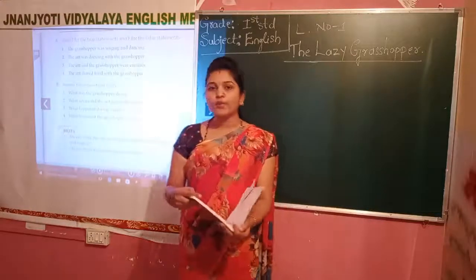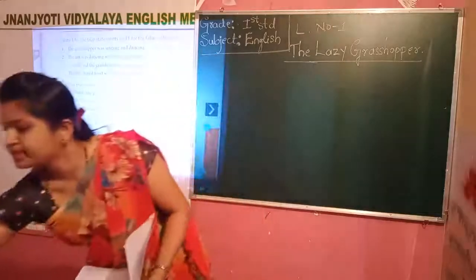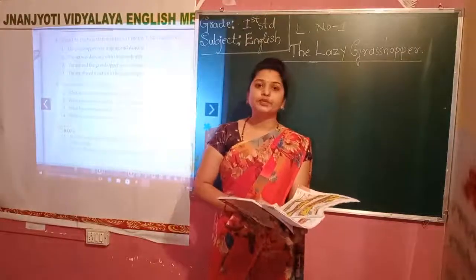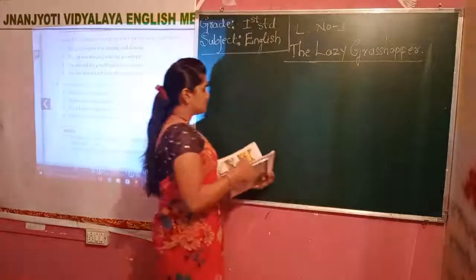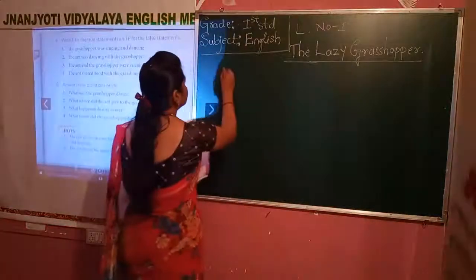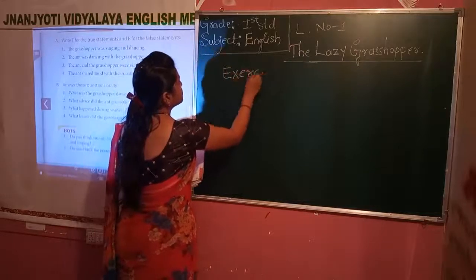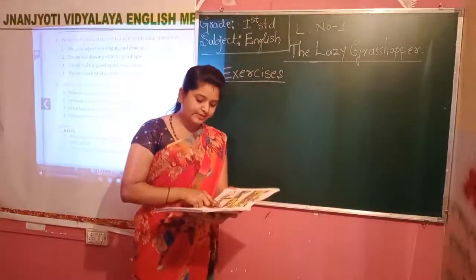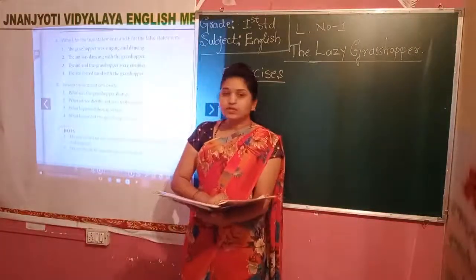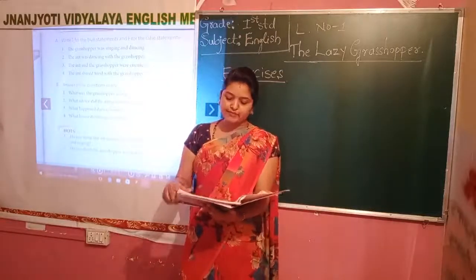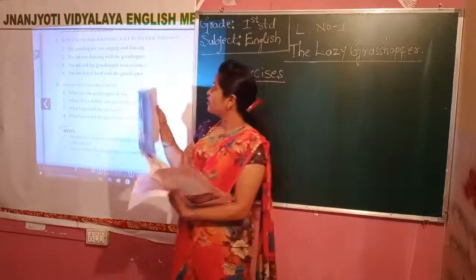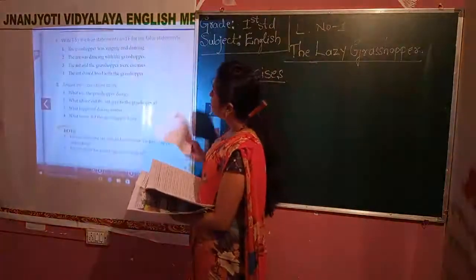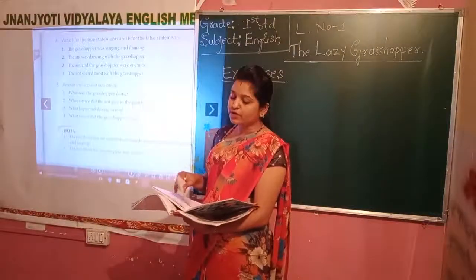Children, all of you open the exercises in your textbook. All of you open page number 5. Exercises. Write down the heading in your notebook. Exercises. Here, first one they have given that. A. Write T for the true statement and F for the false statement. So, here they have given true or false. What you have to do is T for the true and F for the false.